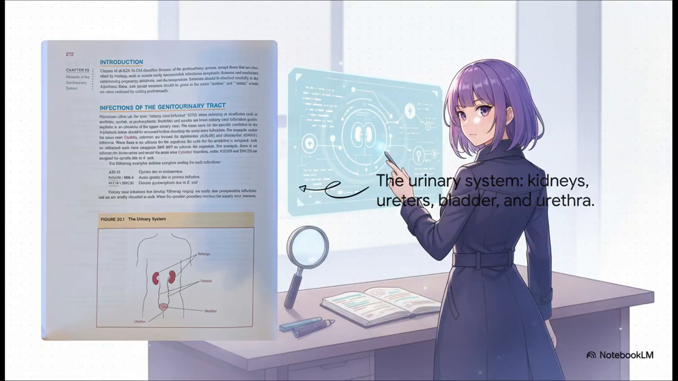So here it is. This is our crime scene, so to speak. You've got the two kidneys, the ureters that act as little transport tubes, the bladder for storage, and the urethra. The thing is, an issue can pop up in any one of these parts, and you better believe every single one of those issues has its own unique set of codes.